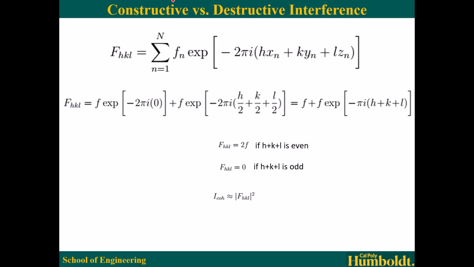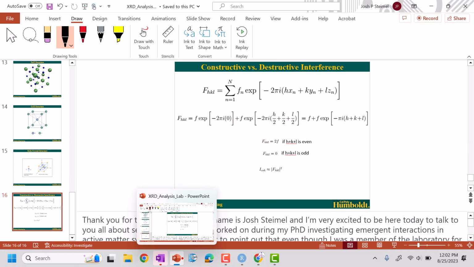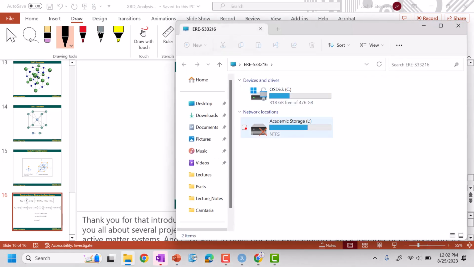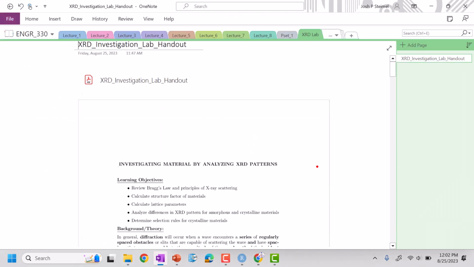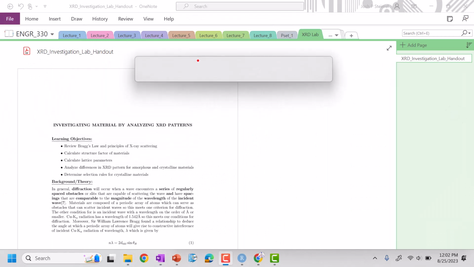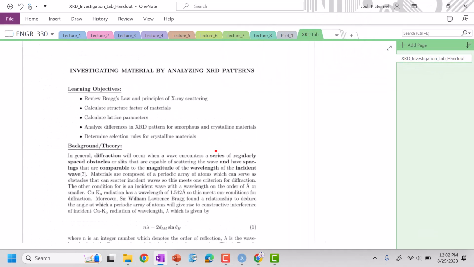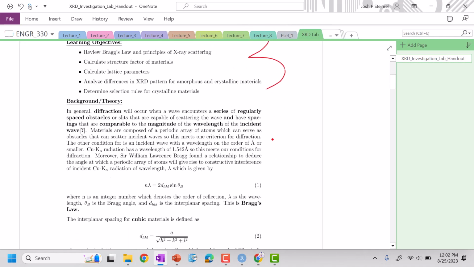Excellent. So before we get into this, let's derive it. Let's take a peek at our lab handout, which I hope is here. Downloads. So this is our official lab handout for our lab. Again, learning objectives, we can see what we're going to be looking at for these materials.